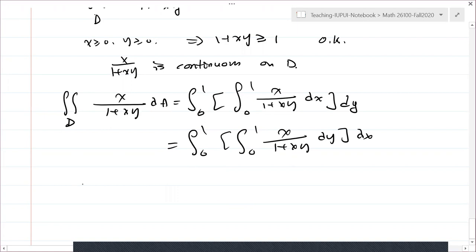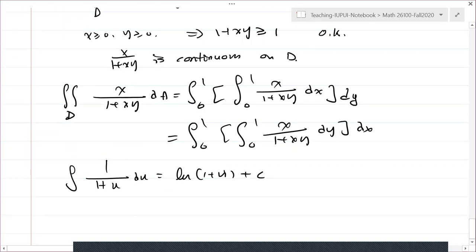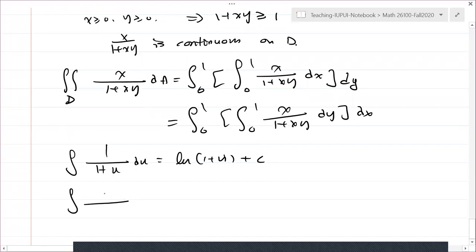So remember how you evaluate the antiderivative, right? It's 1 over 1 plus u du, right? It's going to be natural log of 1 plus u, right? Now, if you have a constant here, you can use a substitution. So it should be equal to natural log of 1 plus au, but when you differentiate, you get another a, so it's divided by a. Okay. You can quickly get that.